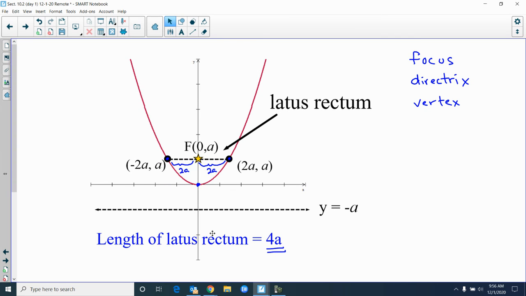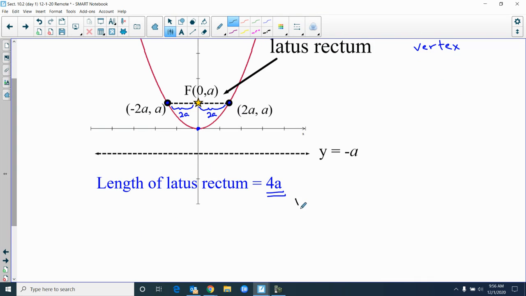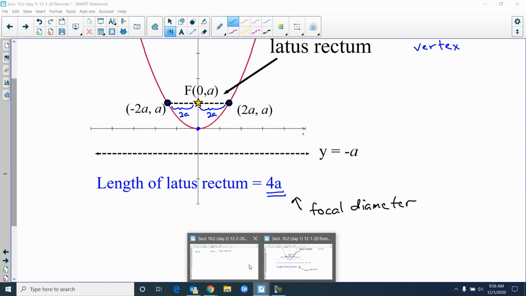The length of the focal diameter is just the length of the latus rectum. So you go from the focus 2a to the right and 2a to the left, and your focal diameter will have the same value as the length of the latus rectum. Typically I have you find the endpoints of the latus rectum, which is very similar to finding that length; you can find the length from there. Those are two key things I just want to make sure I touched on.